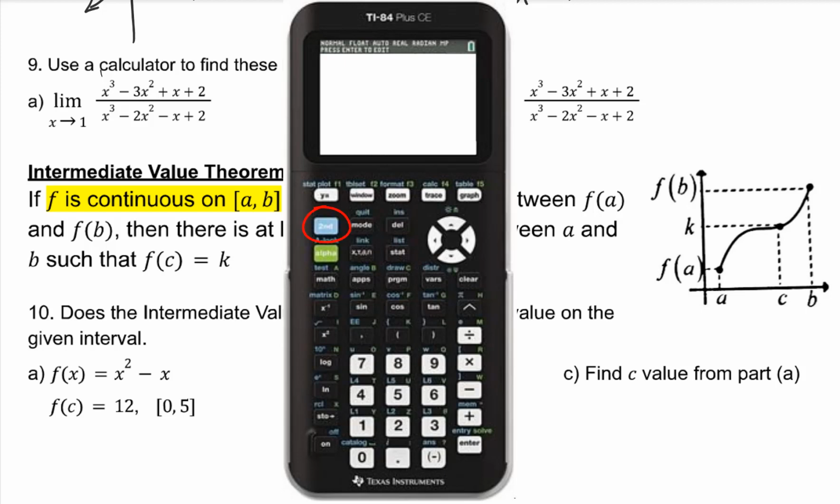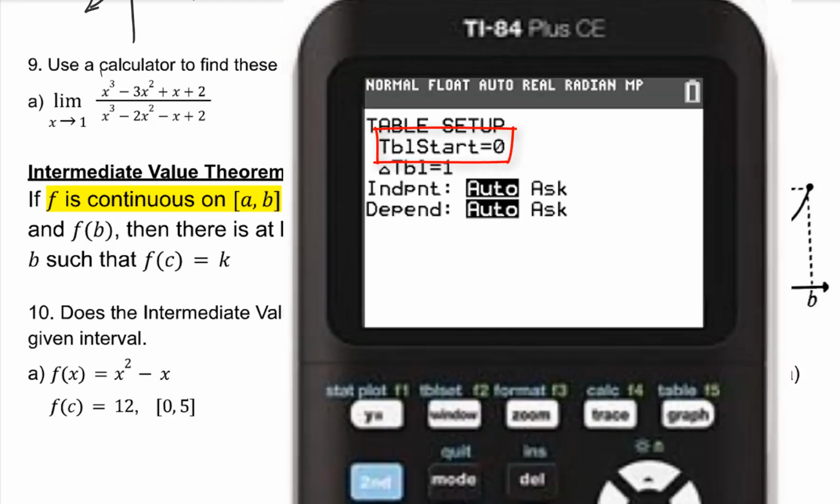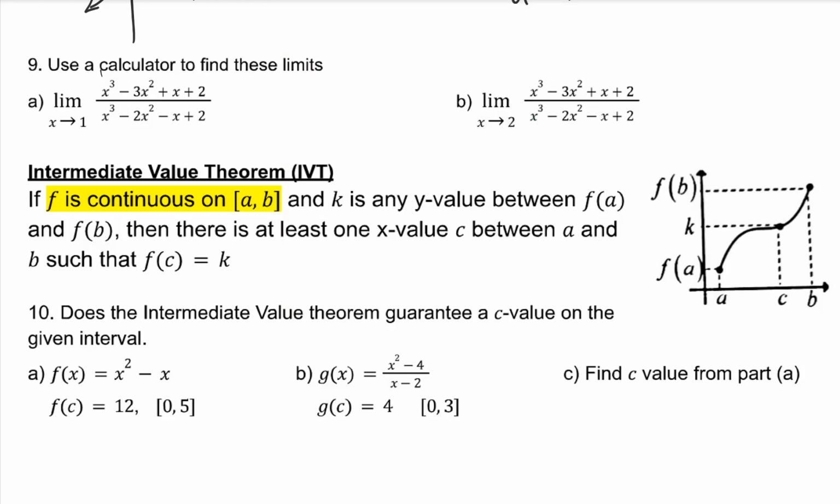That's second window. When you do table set, it's going to ask you what you want to start at, your starting value. I'd say let's start at 1 because that's what we want to find the limit around. When it says delta table or triangle table, that's asking how much you want each value in the table to change by. And I want it to change by 0.001, not by integers. I want it to give me all those decimals. Now that you're done setting up how you want your table to look, go back to the table.